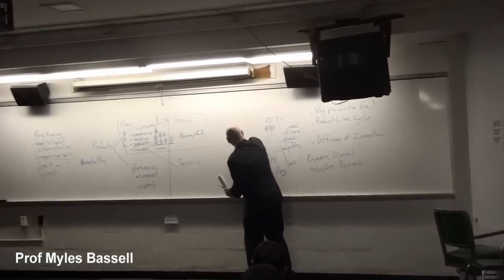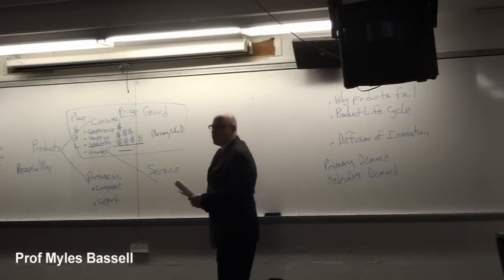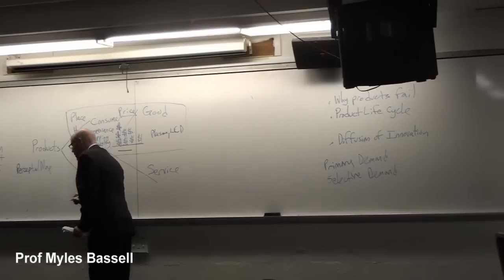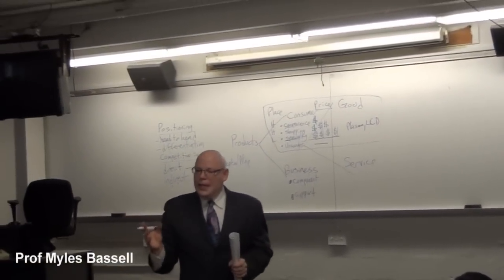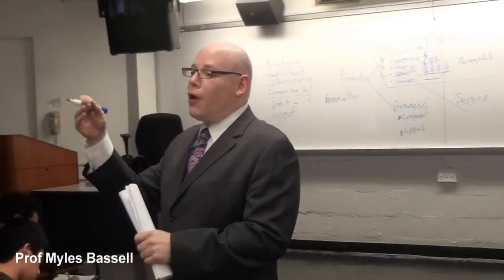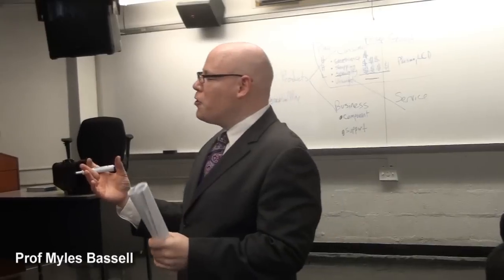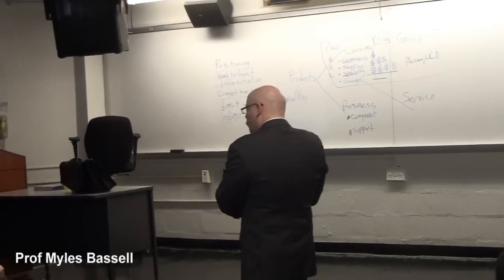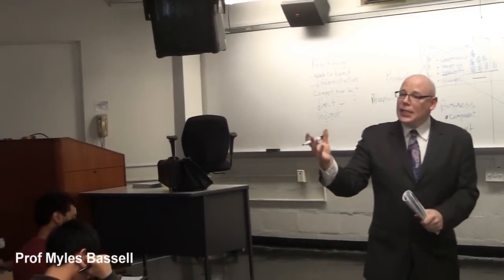Now, in business, we also have business products. Business products fall into two classifications, components and support. A component is something that goes into the final product. It could be some type of raw material, which would be a component, so it's part of the manufacturing process. So an Intel chip is a component.